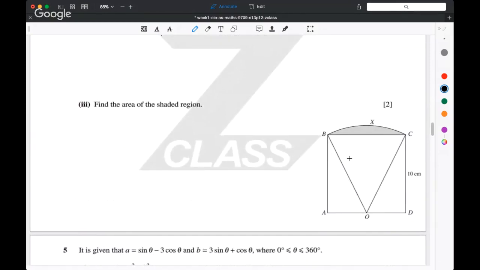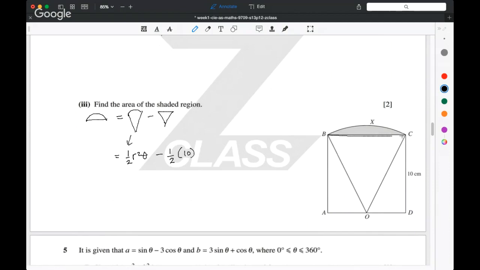Okay, find the area of the shaded region. Well, again, we're going to use our knowledge of what the arc length is. So the area of this region is just the area of the whole slice minus the area of this triangle. So the whole slice, this is again from the formula booklet, is 1/2 r squared theta minus 1/2 times base.